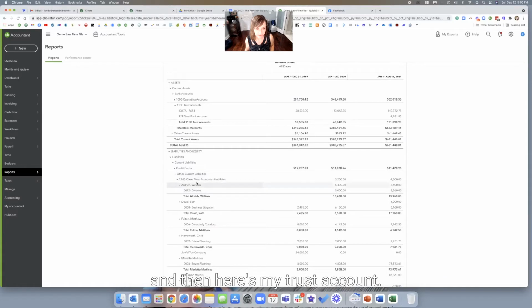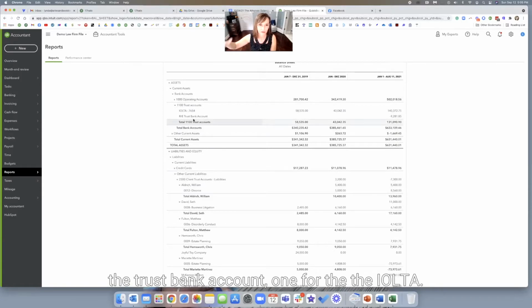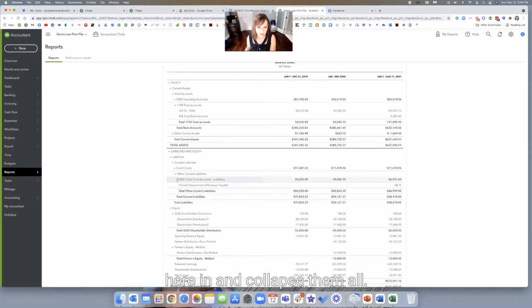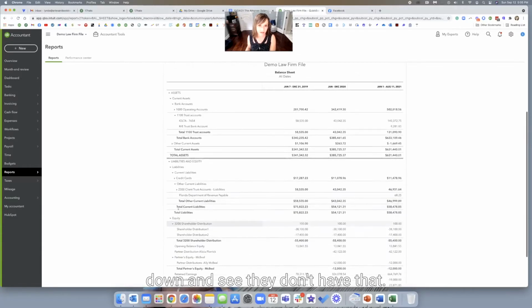And then here's my trust account. Now, if they're using a lien law, and they've got two trust accounts, I should see two trust headers, one for the trust bank account and one for the IOLTA. I want to see real estate trust, one for the IOLTA. So there should be two here. So I've got client trust liabilities, and I'm just going to collapse the amounts here underneath. Actually, I'm going to go here and collapse them all. And then I'm just going to look further down and see, and they don't have that. So I already know there's an issue, because if they're using lien law, they have two trust accounts. They should have two trust parent accounts, one for the IOLTA, one for the real estate trust. So that's a problem right there in itself, that they're combined.